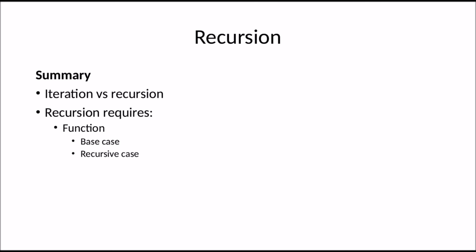So to recap, we have iteration using loops: do, while, for loop, for each loop, or iterators. And then on the other side, we have recursion using function calls, a base case, and a recursive case.